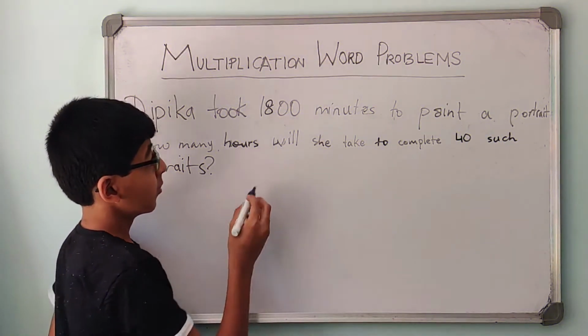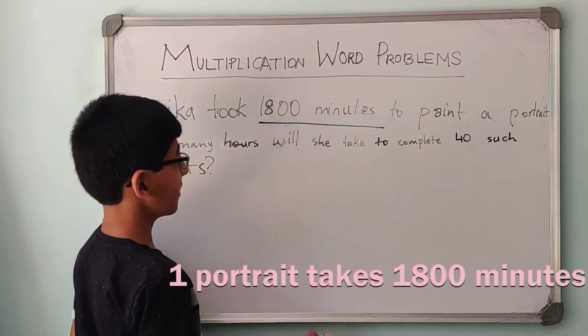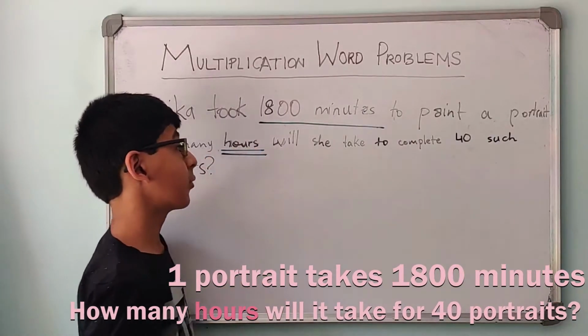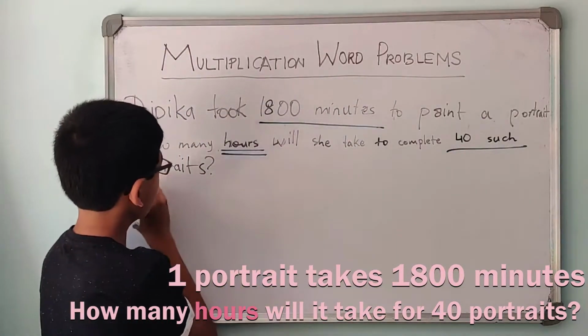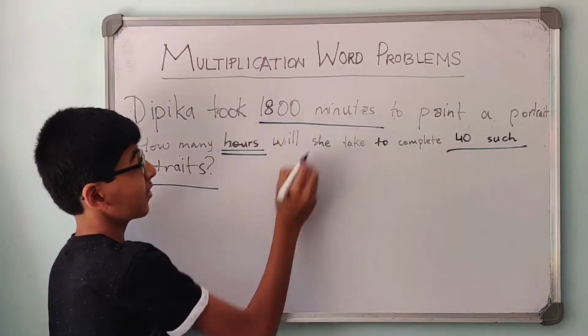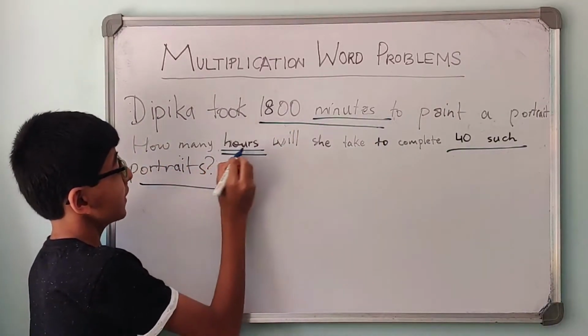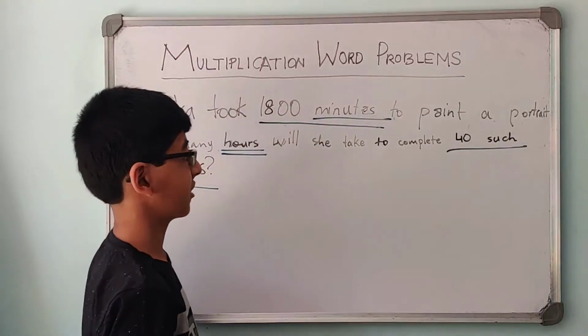Deepika took 1,800 minutes to paint a portrait. How many hours will she take to complete 40 such portraits? So Deepika took 1,800 minutes. And how many hours will she take to complete 40 such portraits is our question.